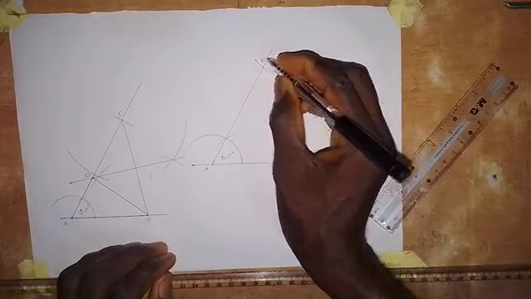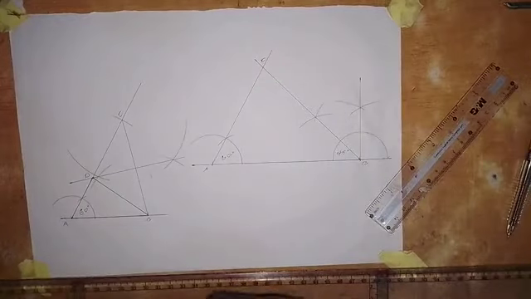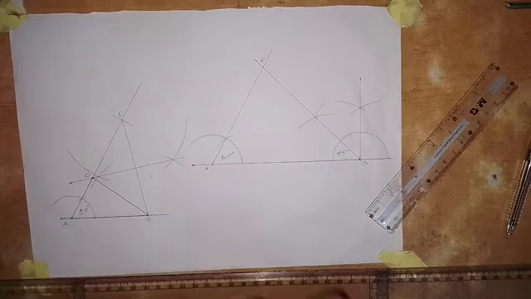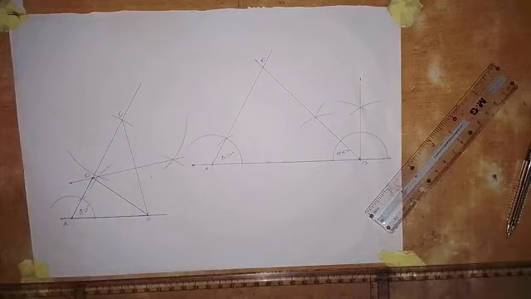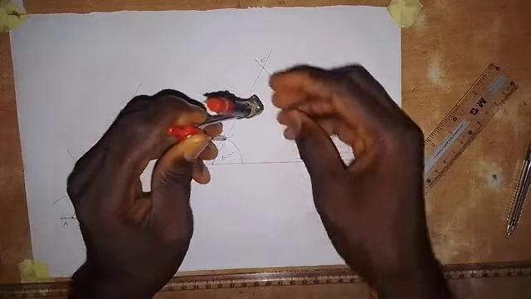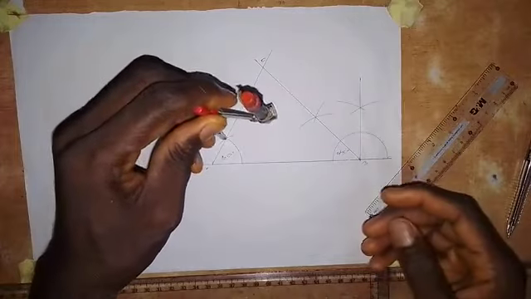So this is point C here. The next thing that we are going to do is bisect this angle 60 degrees and this angle 45 degrees. So we are going to bisect them. To do that, with the compass again, putting the pinpoint of the compass here, extend it to a convenient radius.